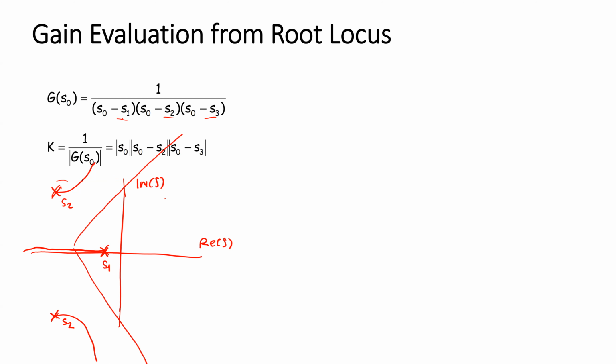And at one point on the root locus, if we want to know what the gain k should be at that point, how can we find it? When we pick any arbitrary point along the root locus, how can we find the gain k with respect to that point?